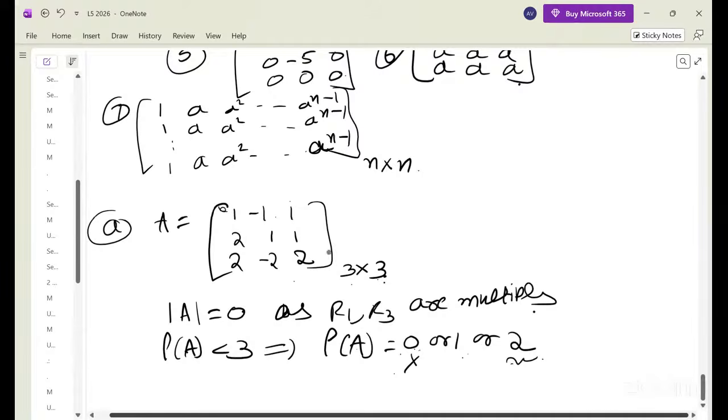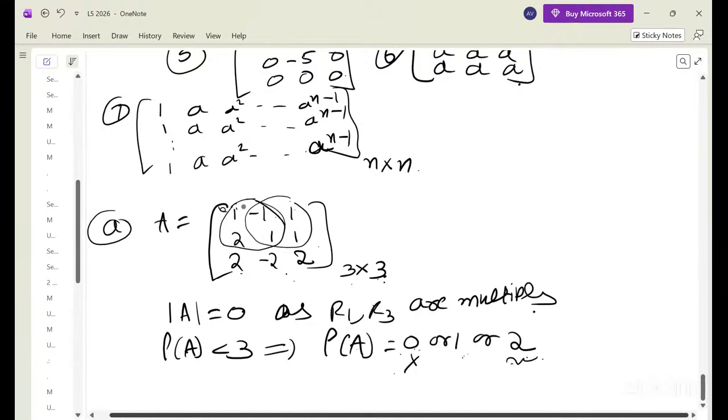If it is not 0, then we say rank is 2. If all 2 by 2 minors are zeros, then rank is less than 2. Less than 2 means only choice 1. So 2 by 2 minors we have to find. How to find a minor? Take this: 1, minus 1, 2, 1. This is 1 minor. You can take minus 1, 1, 1, 1, or you can take 1, 2, 1, 1, or 2, 1, 2, minus 2.